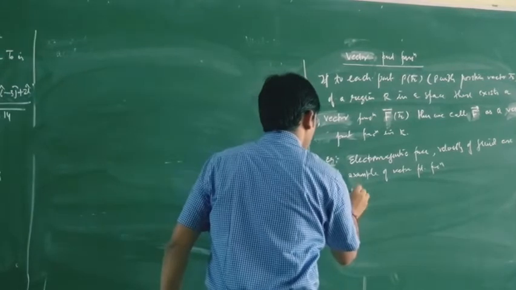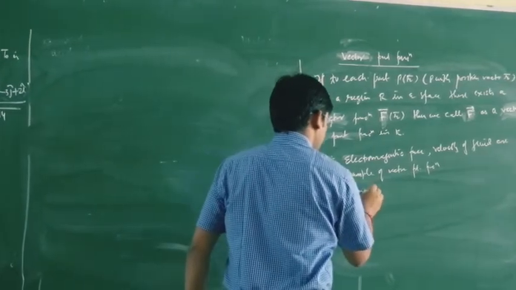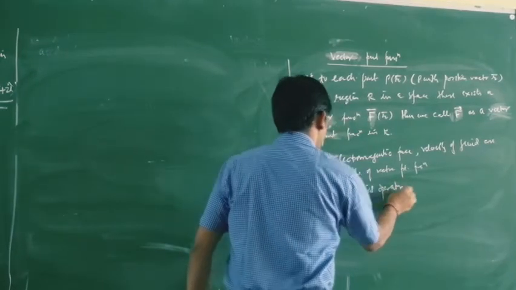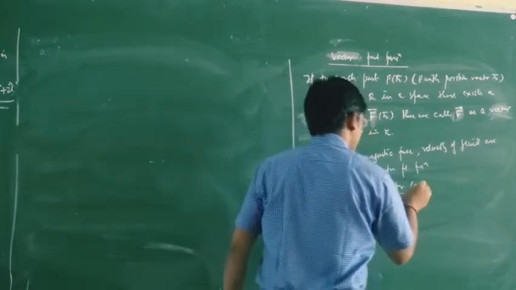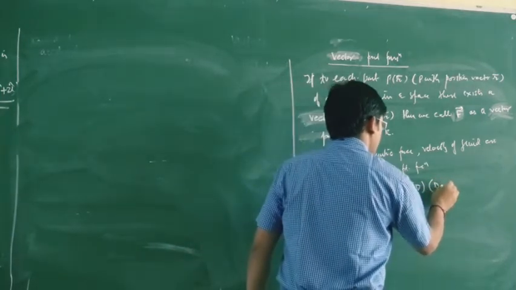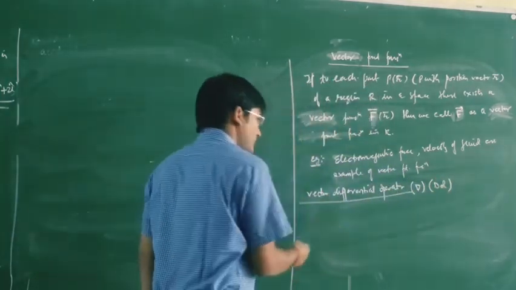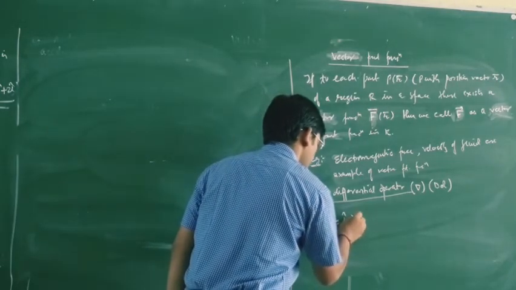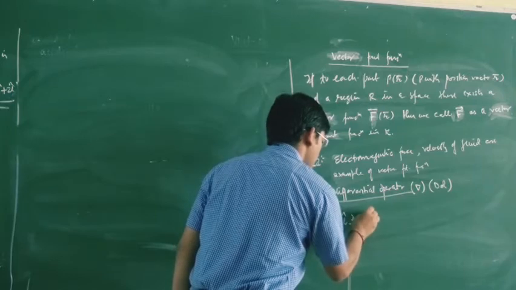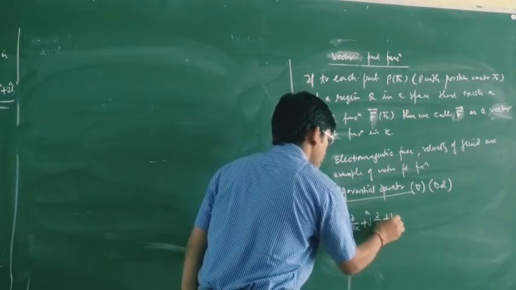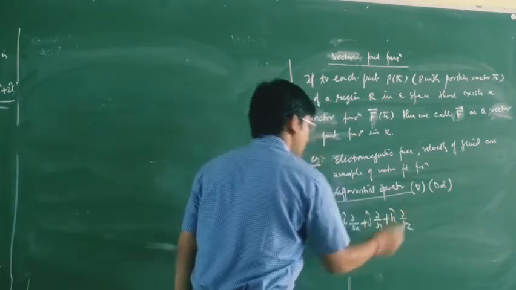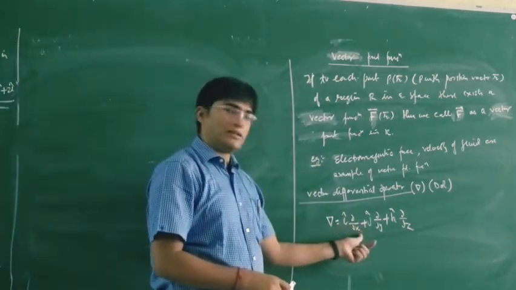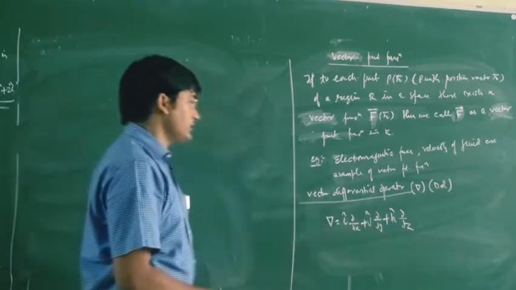So this is the vector differential operator, and we call it that. The vector differential operator is defined by i del upon del x plus j del upon del y plus k del upon del z.